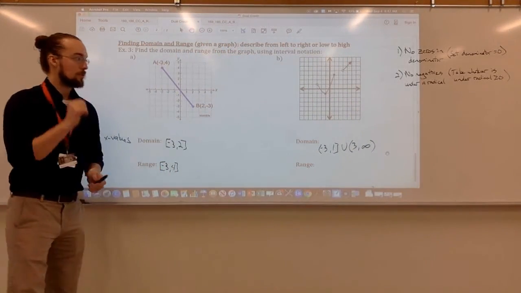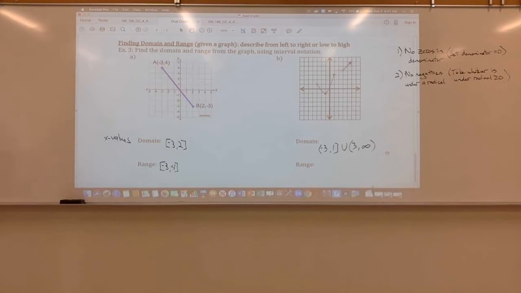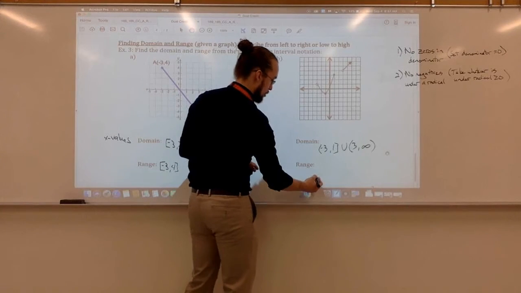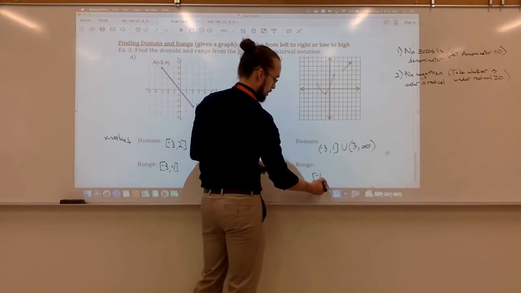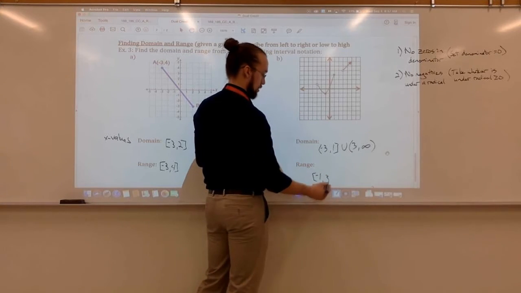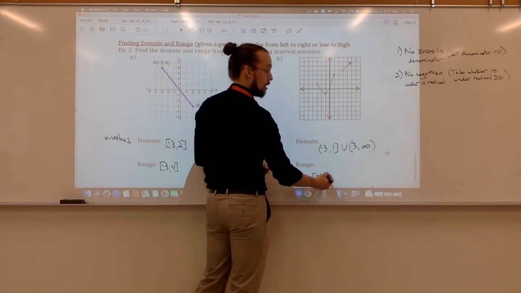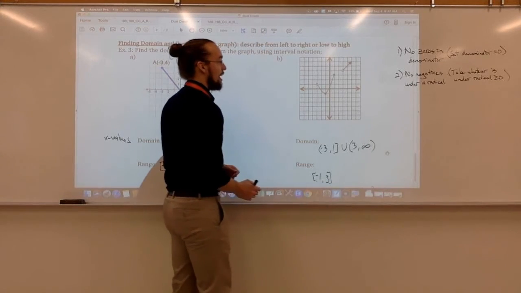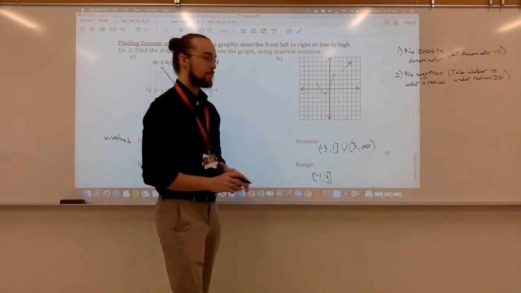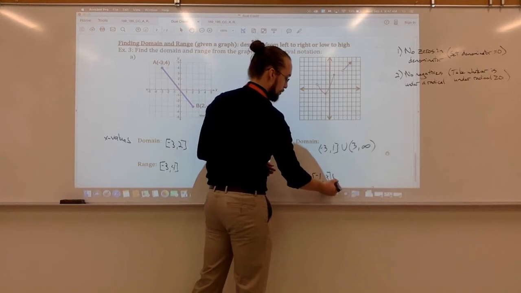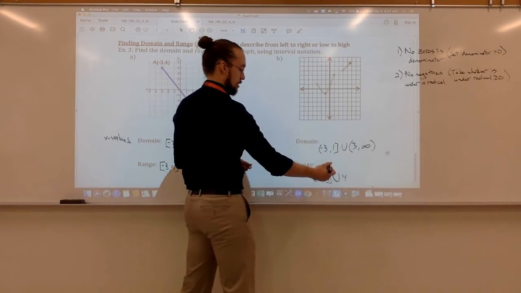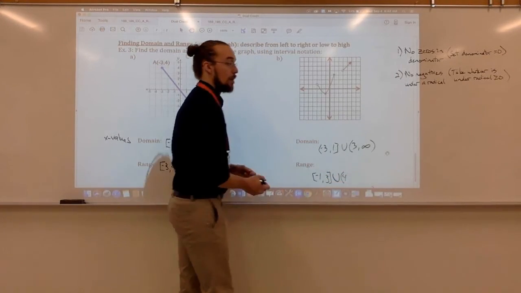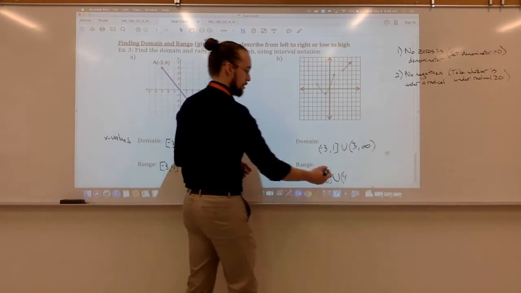So the domain is -3 to 1, and then 3 to infinity. How about the range? What's the smallest y value I reach? -1 included, up to +3 included. Sure. Then I've got a jump, right? So I'll union that. And then 4, is that included? Up to positive infinity.